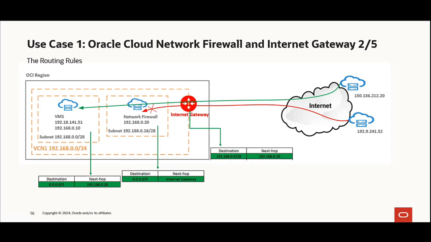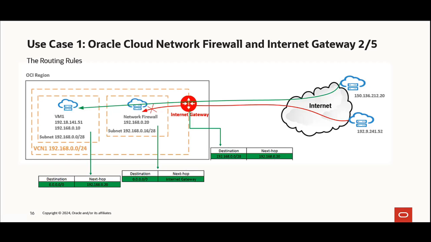And in this route table, we will specify that my private subnet, where my VM1 sits, which is 192.168.0.0/28, will be reachable via my network firewall, 192.168.0.20. So once my internet gateway receives the traffic from the internet, no matter whether it is from 150 or 192, the traffic will not be sent directly from the internet gateway to my virtual machine. Instead, it will be sent to my network firewall for inspection. Right?